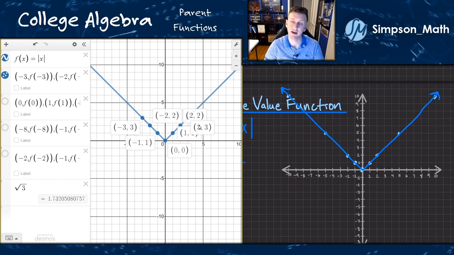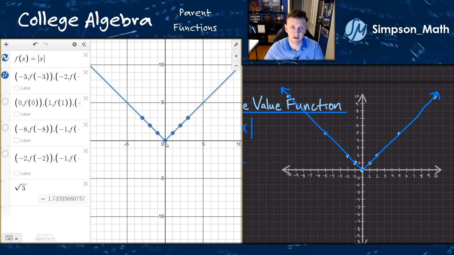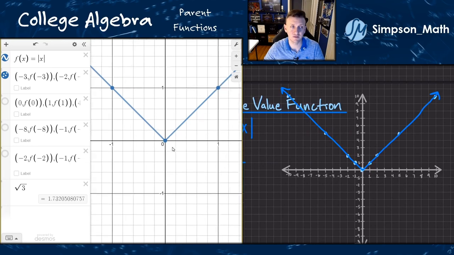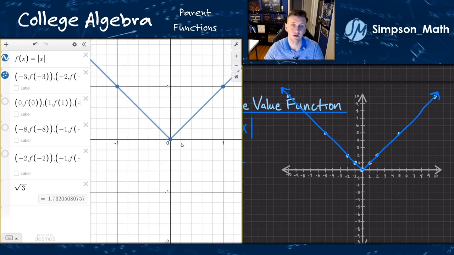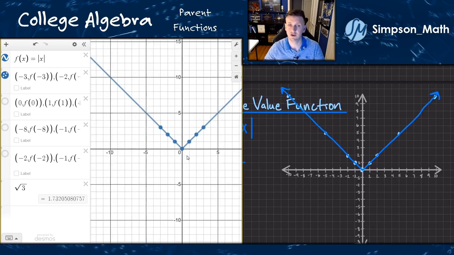Arrow. So make sure that we have our arrows there. Make sure that it's there. It does hit a corner. If I zoom in on this, it is not a smooth curve. There's a corner that it turns, and in fact, literally right here, it's at a right angle, right? So it does turn a corner.